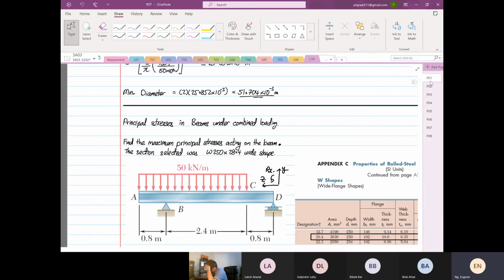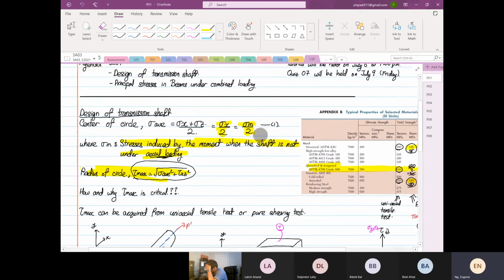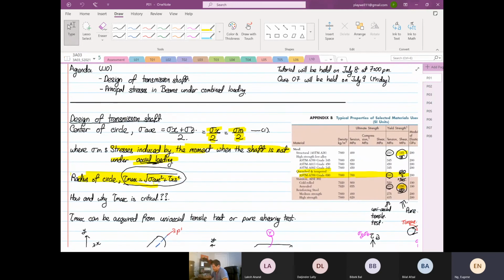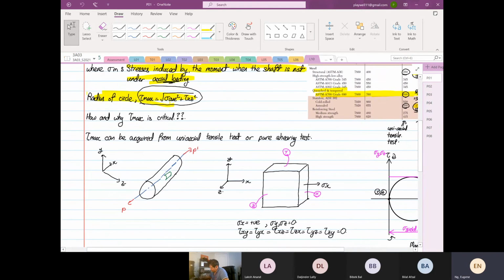We go into detail regarding design of a transmission shaft. We ignore the axial load. So now, why is it we have to consider the radius of the circle, or consider tau max? Because a transmission shaft is usually failed in shear.